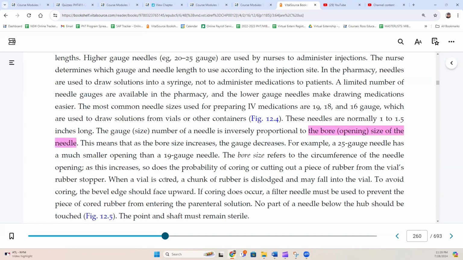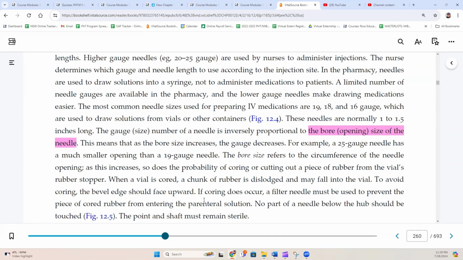This means that as the bore size increases, the gauge decreases. For example, a 25 gauge needle has a much smaller opening than a 19 gauge needle. The bore size refers to the circumference of the needle opening, and as this increases, so does the probability of coring, or cutting out a piece of rubber from the vial's rubber stopper.